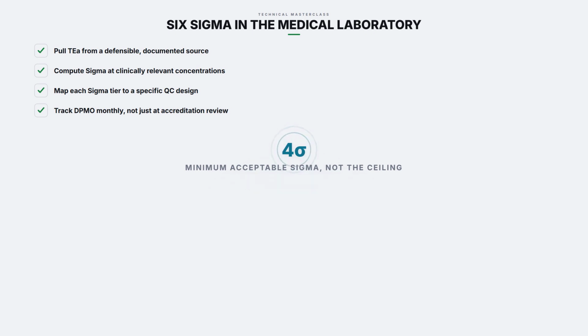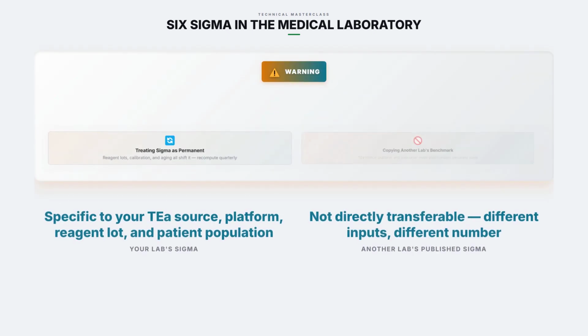2 pitfalls undo most first attempts at this. Computing Sigma once and treating it as permanent: reagent lots, calibration, and instrument aging all shift it, so recompute quarterly at minimum. And copying another lab's Sigma benchmarks wholesale: your T-source, your platform, and your patient population all make your numbers genuinely yours, not transferable.